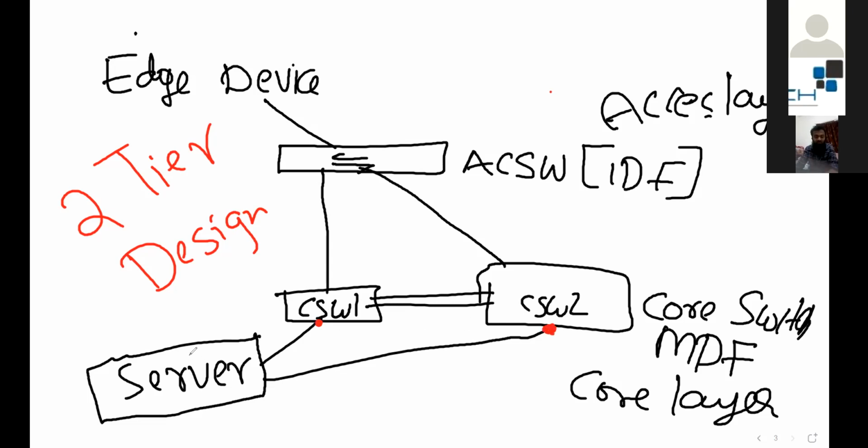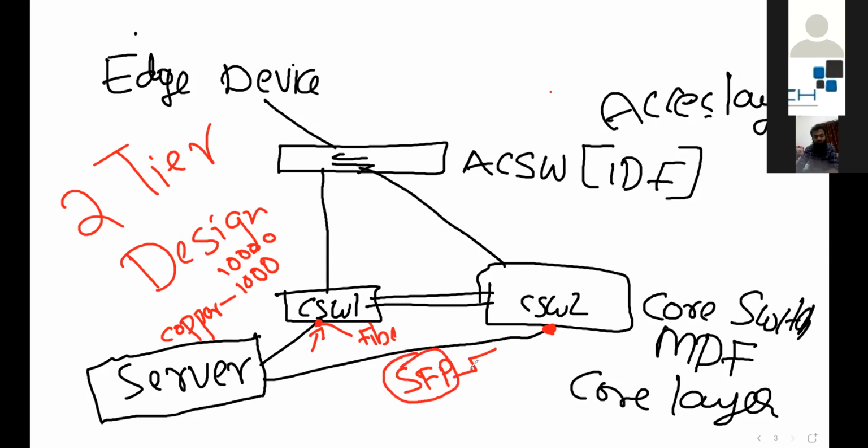First, you need to know, can the server support copper or fiber? And what is the speed? Let's say starting from 100 Mbps, or 1000 Mbps to 10,000 Mbps can be supported by the servers. And the core switch, what kind of port does it have? Let's say the core switch by default comes with fiber, meaning there's an SFP module. This SFP module I can use for copper as well as fiber. I need just a converter.